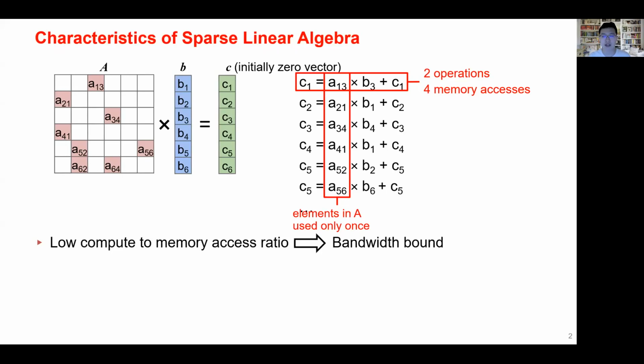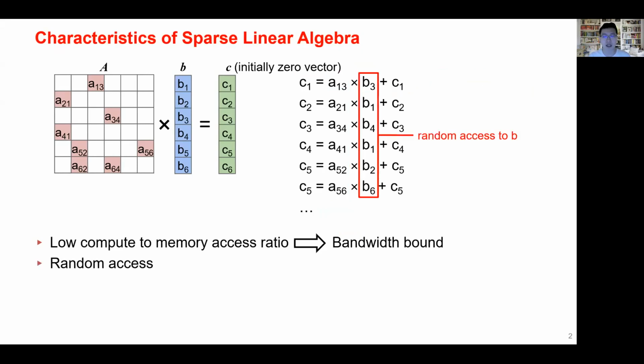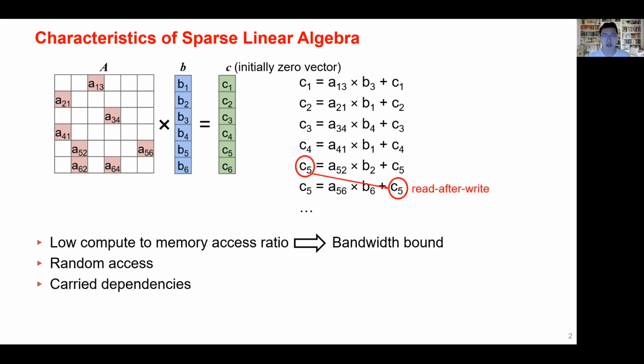This low compute-to-memory-access ratio leads to a situation called bandwidth bound, which refers to the performance of the sparse linear algebra accelerator being determined by the memory bandwidth. If we also look at the access pattern to the vector B, the pattern is completely random because the non-zero distribution in the matrix A is random. And finally, we also have carry dependencies, because matrix-vector multiplication naturally incurs accumulation. That dependency must be especially taken care of when designing any kind of sparse linear algebra accelerator.